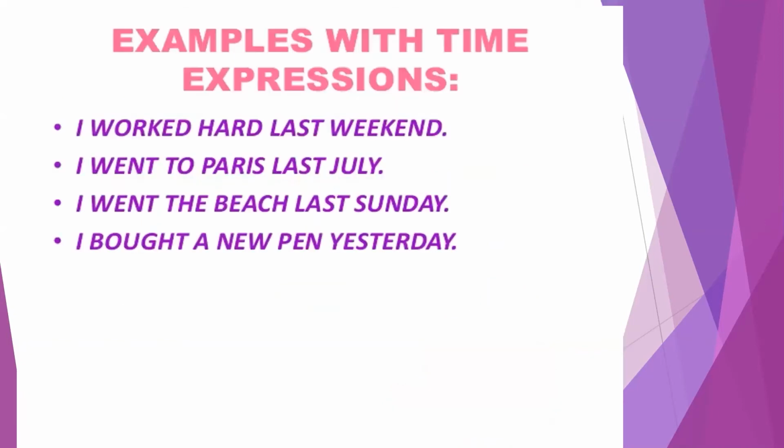Here are some other examples of simple past tense positive sentences. I worked hard last weekend. I went to Paris last July. I went to the beach last Sunday. I bought a new pen yesterday. Here the words yesterday, last Sunday, last July, last weekend are indicating that these are past sentences and there is second form of verb: worked, went, bought. These are the second form of verbs.